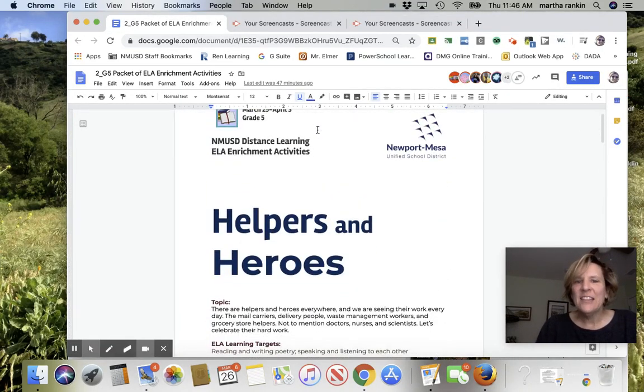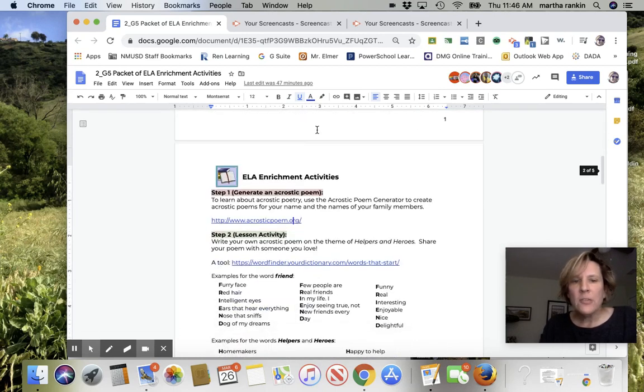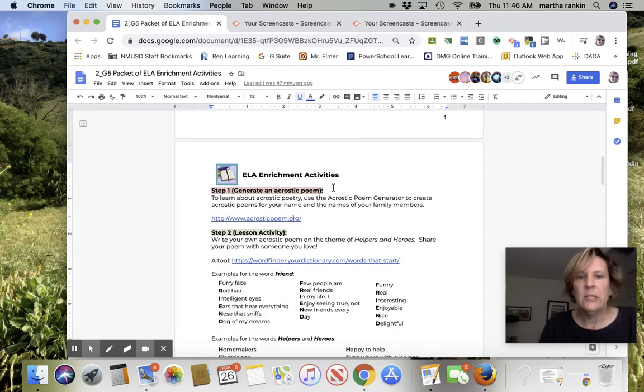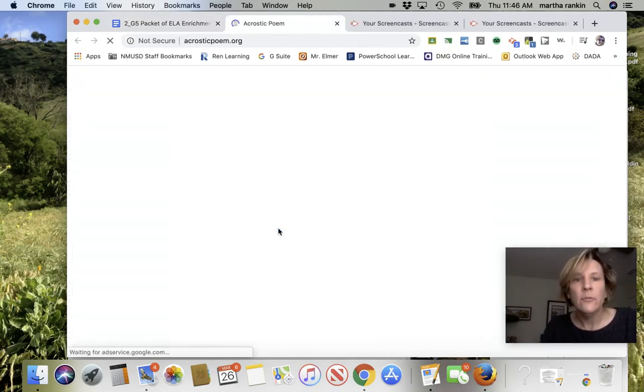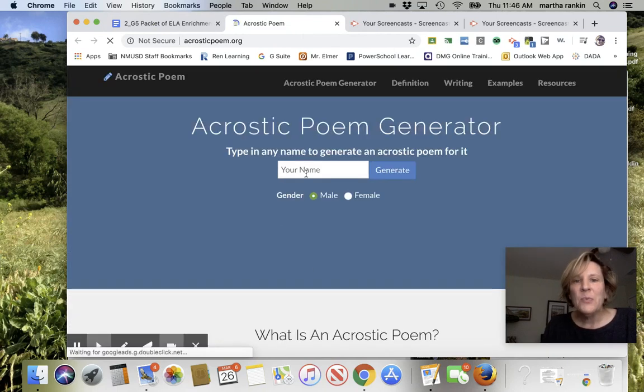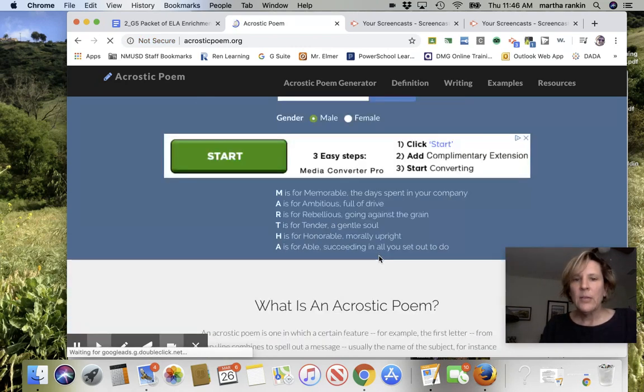So I was looking at the packet of ELA enrichment activities, and I see that our topic is helpers and heroes. And the first thing that they asked us to do is to go to something called an acrostic poem generator. I'm just going to jump on that right now in front of you. And we can put our name in there. As many of you know, my first name is Martha, and we can generate the poem.